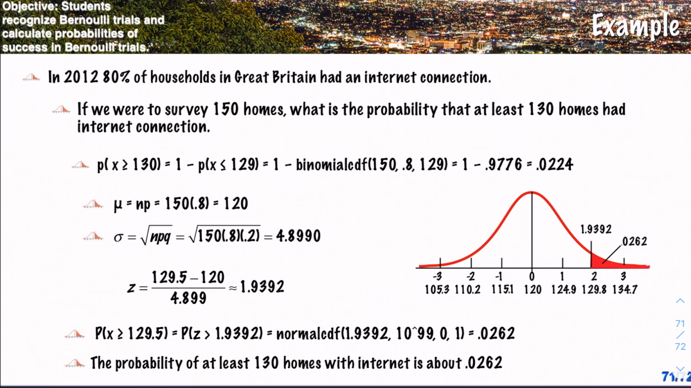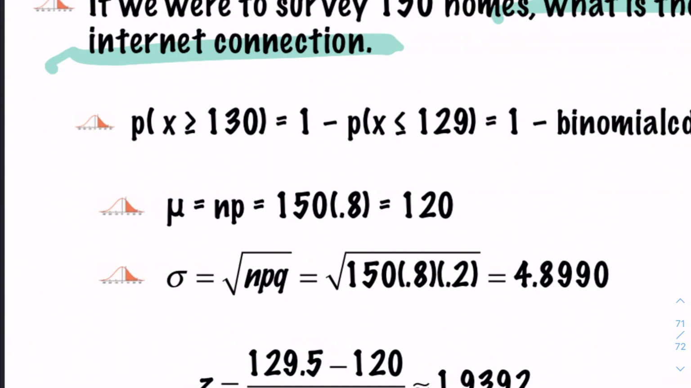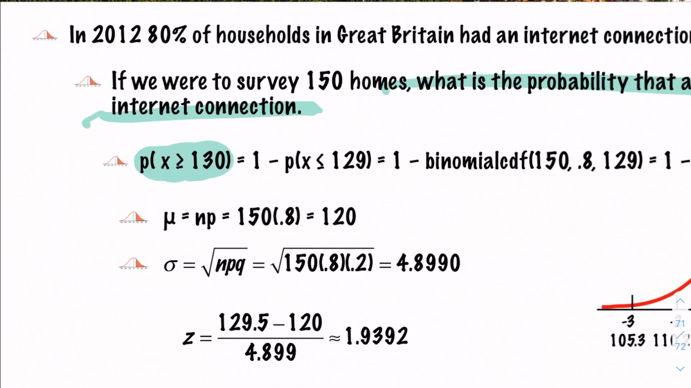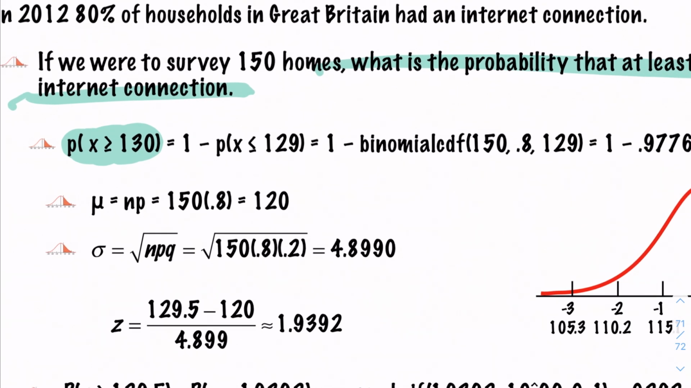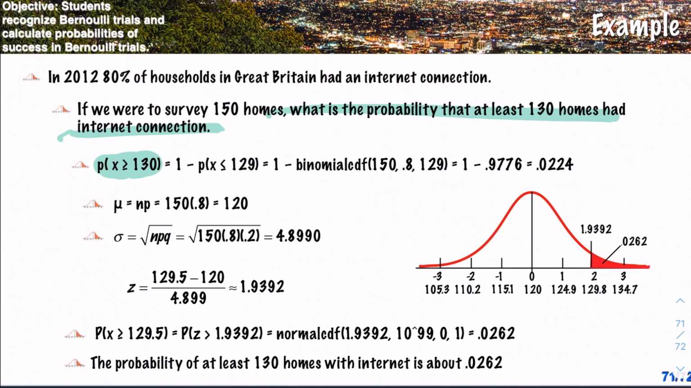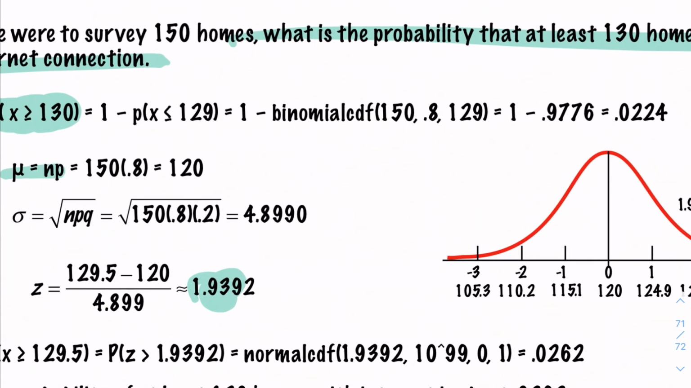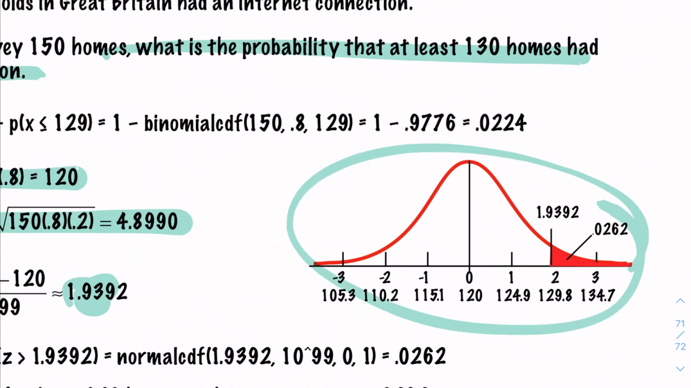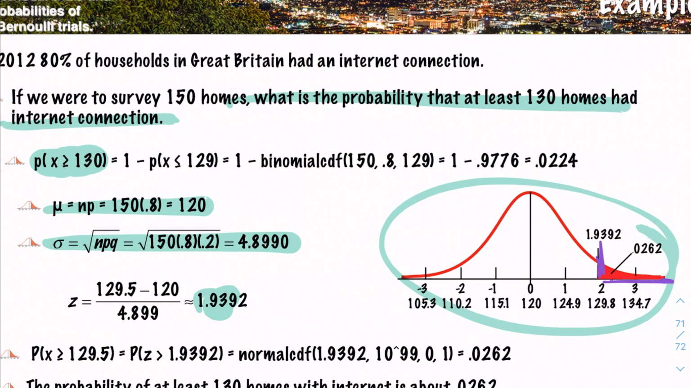If we were to survey 150 homes, what is the probability that at least 130 homes have an internet connection? So again, we write our probability statement. If X is the number of homes that have an internet connection, we want X greater than or equal to 130. Now, this would be either a binomial CDF or a normal CDF, depending on if we want to do the z-score translation. If we're looking at a z-score, we are also going to find the mean, our standard deviation, and draw a picture with our cut line and shaded above. So the probability of at least 130 homes with internet is about 0.0262.